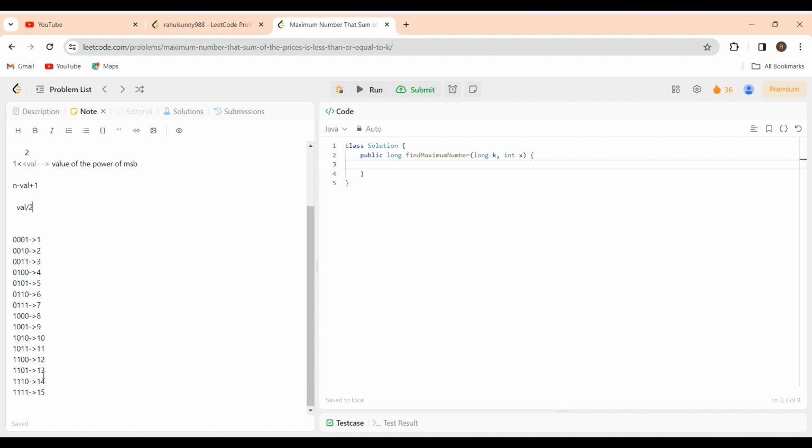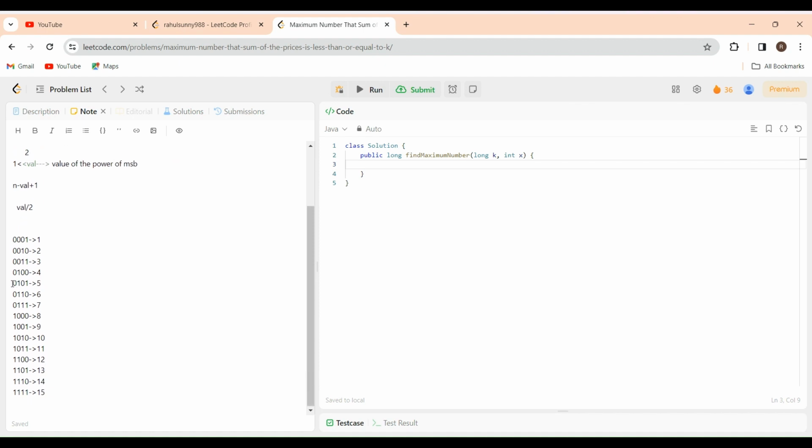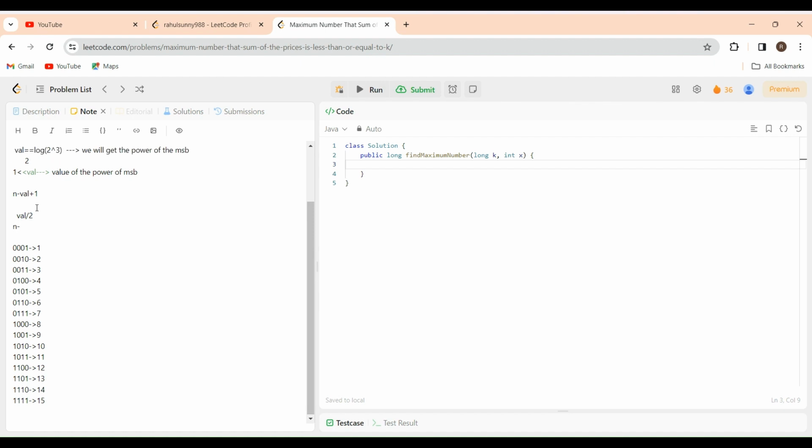Okay, for every index we need to add plus 4 plus 4 plus 4, val by 2, val by 2, val by 2, in this way we need to add them. Up to here we got the count of set bits, right? From here we need to call the same function again, that is n minus val. If we call this function again, then we will be doing the same thing from here up to here.